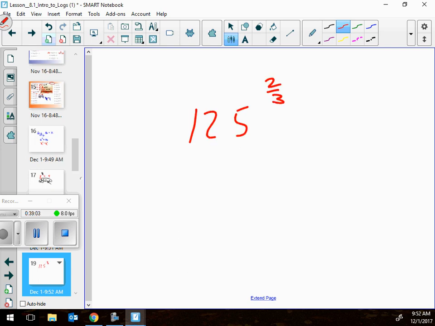What's 125 to the 2/3 power? Start with the root, then square it. 125 to the 1/3 power? 5. 5 squared? Answer is 25. All right. You're going to need that as we proceed on the homework.